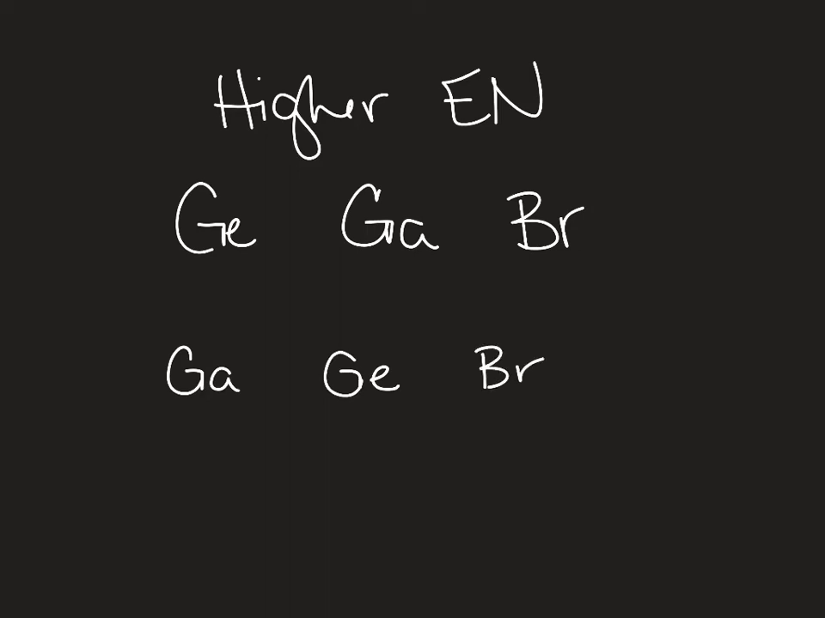So then think about your trend. We're going across a row right now, and what the trend was, as you go across a row on the periodic table, the electronegativity value goes up. So the one furthest to the right is going to have the highest electronegativity value. So bromine is the winner on that one. So there's a couple of examples of size, ionization energy, and electronegativity.